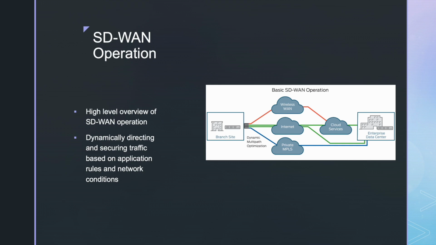Taking a look at SD-WAN, it's a smart and automated wide area network. SD-WAN dynamically directs and secures traffic based on application rules, network conditions, or the priority of the wide area network circuit.